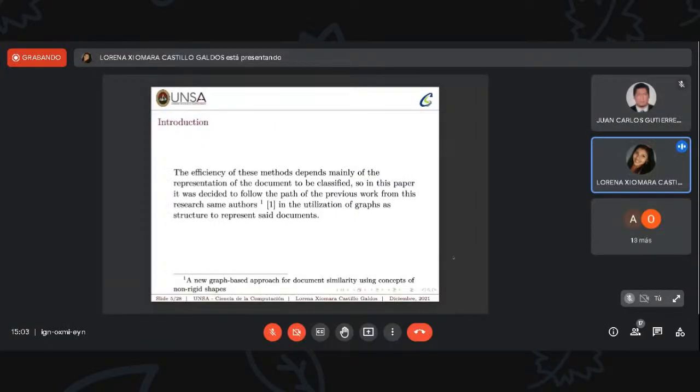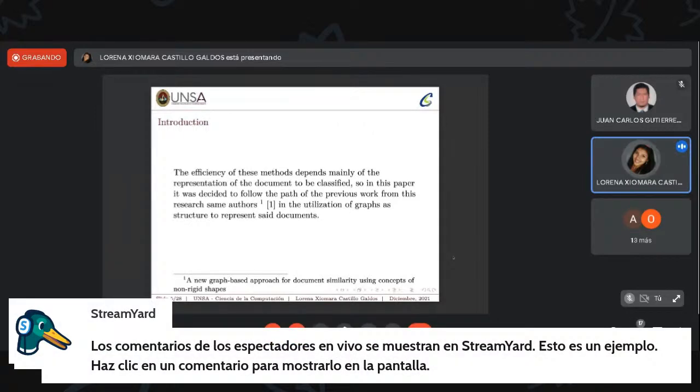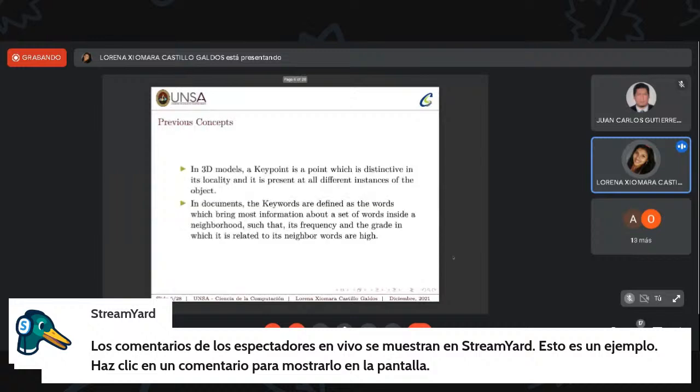The authors' paper was called A New Graph-Based Approach for Document Similarity Using Concepts of Non-Rigid Shapes, which uses graphs as a structure to represent said documents. Some previous concepts that I will talk about are the key point, the K-ring, the keywords, and the neighborhood.